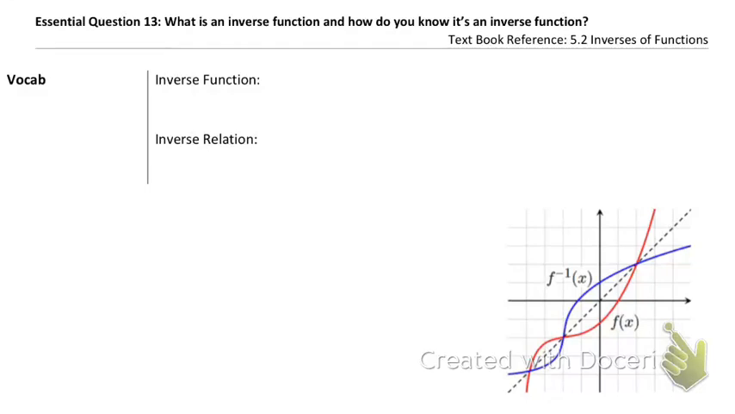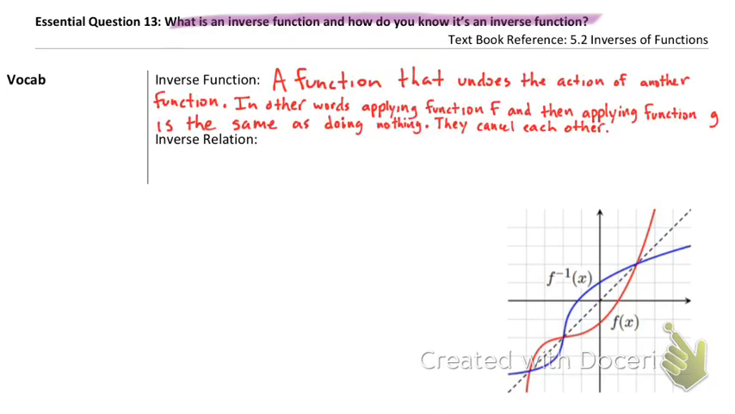Okay, ladies and gents, we're going to talk about inverse functions and how do we know when we have an inverse function. So let's start with the definition. And the definition is kind of simple as long as you understand it from the get-go. The best way to describe an inverse function is with the following definition. So an inverse function is a function that undoes the action of another function.